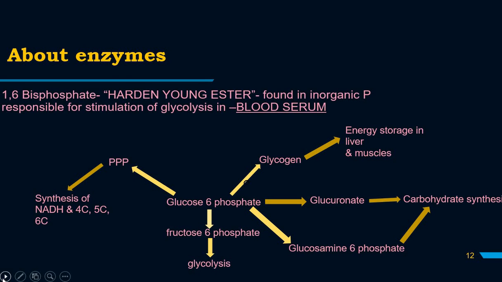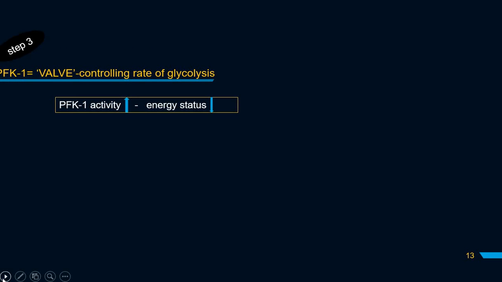and 1,6 bisphosphate. It is known as Harden and Young ester, found in inorganic phosphate, which is responsible for stimulation of glucose in blood serum. So it is the stimulator that starts glycolysis. 1,6 bisphosphate is a stimulator, and it is also known as Harden and Young ester.